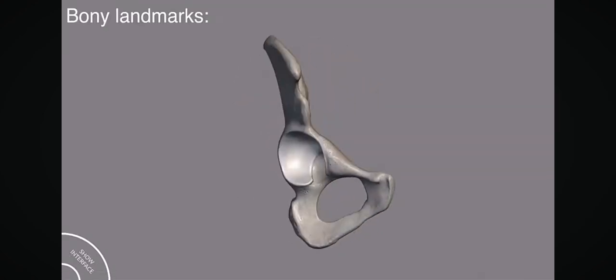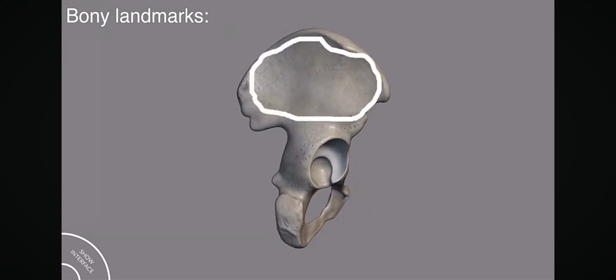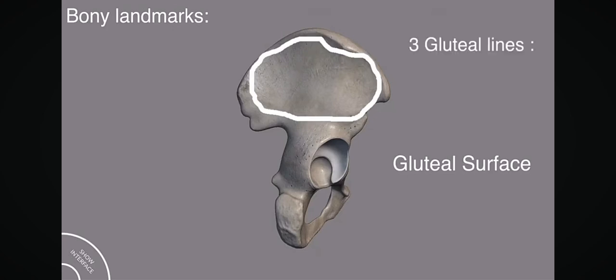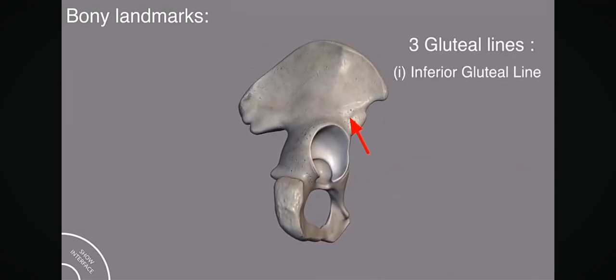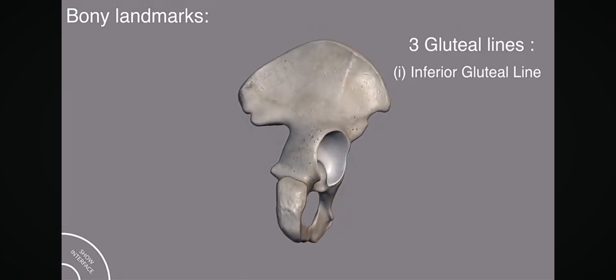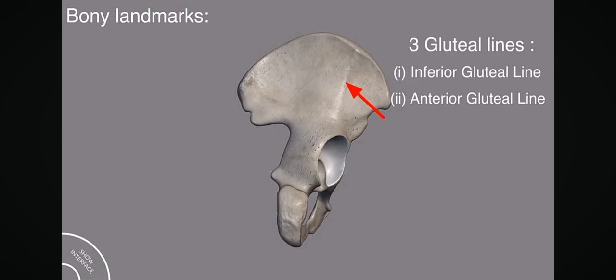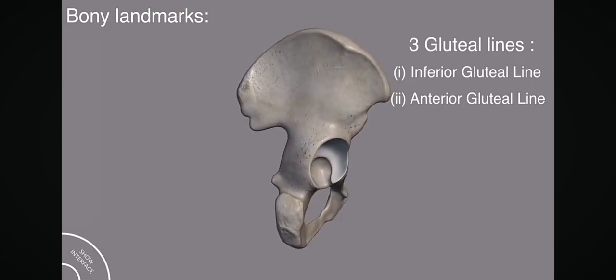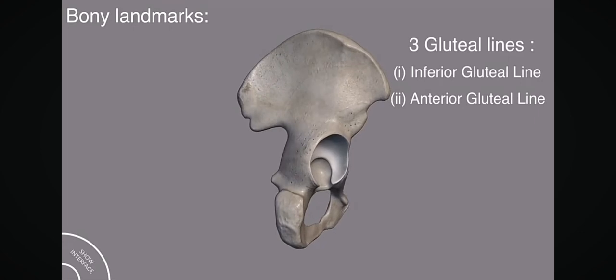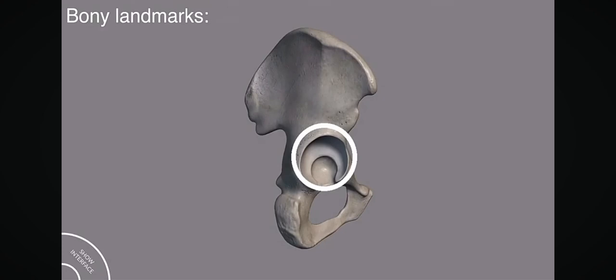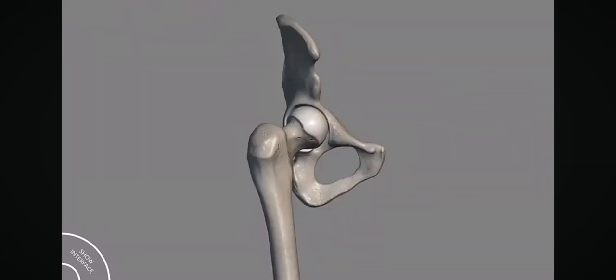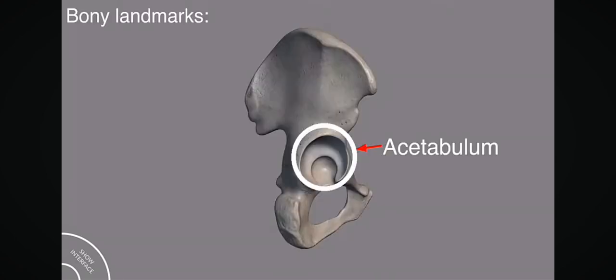Now let's come to the other side of the hip bone. This whole surface is called the gluteal surface, and on the gluteal surface we have three gluteal lines. This line is called the inferior gluteal line, while this line is called the anterior gluteal line, and on the posterior side this line is called the posterior gluteal line. This whole structure through which it articulates with the femur bone is called the acetabulum.